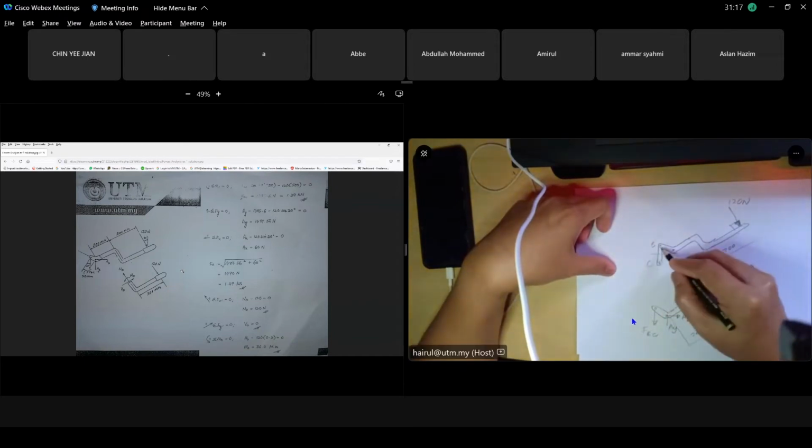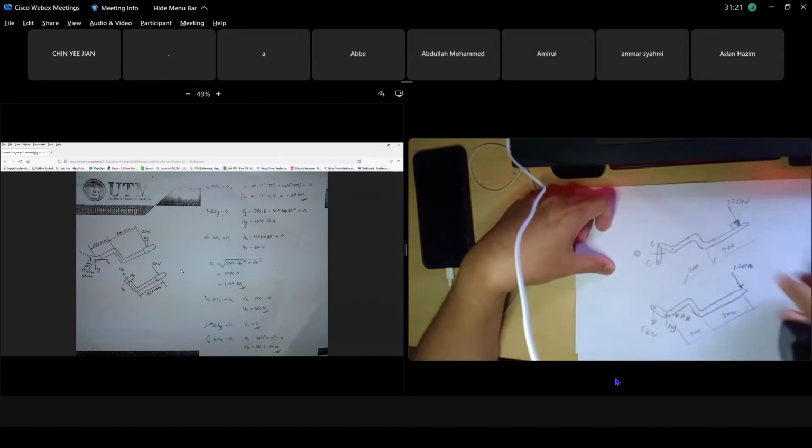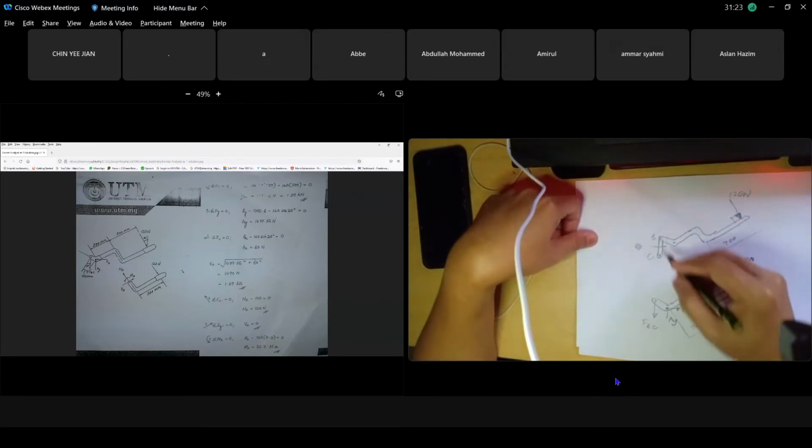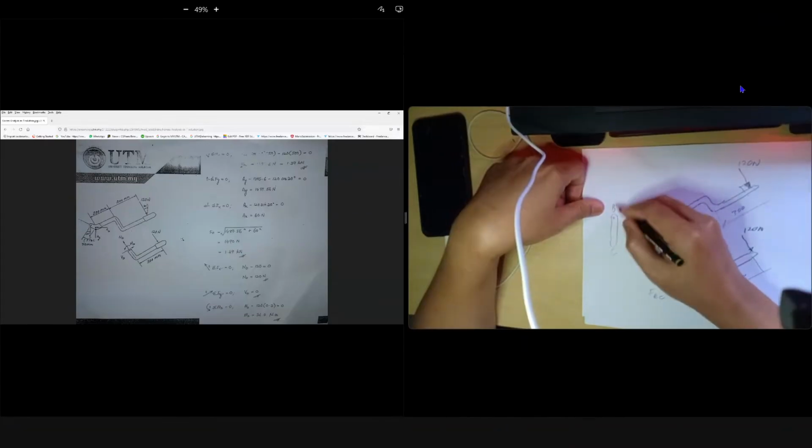For example, this is your rod. This link BC, let's say this is a cylinder. Cross section is cylinder. The link BC. So we need to know the BC. This is the BC.